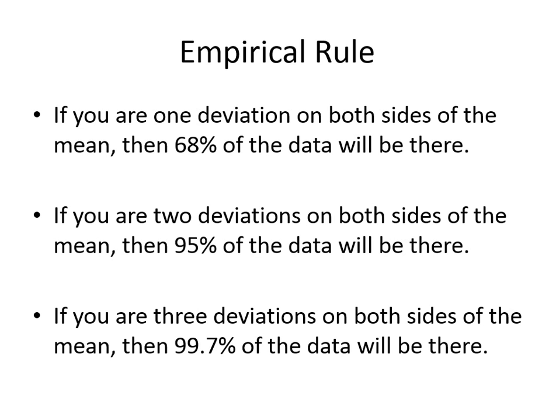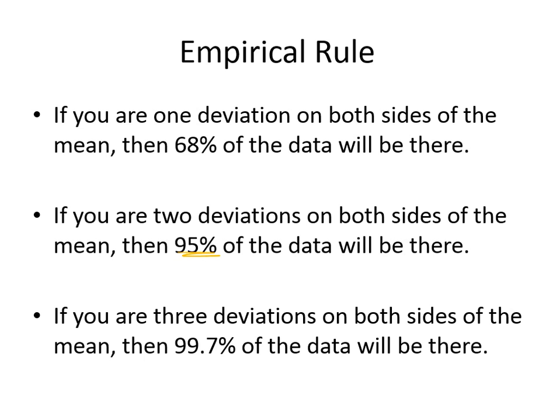Now, if you're two deviations on both sides, two deviations above and two deviations below, 95% of the data is going to be within that range. So as you see, almost all the data is within two deviations from the mean on either side. And the last one says that if you're three deviations, 99.7%, or essentially all of the data, is within three deviations from the mean.